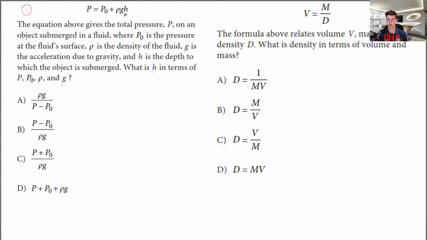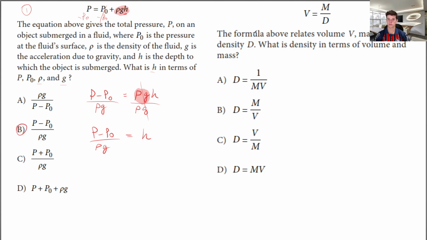All right. The first step is going to be what term is the H attached to? And I know it's all of this. So I got to subtract P0 on both sides, so minus P0, minus P0. So I can cancel out. So P minus P0 equals rho G H. Now that the H is attached to rho G, I can divide both sides by rho G. Cancel this out. So P minus P naught divided by rho G equals H. P minus P naught divided by rho G, B is right.